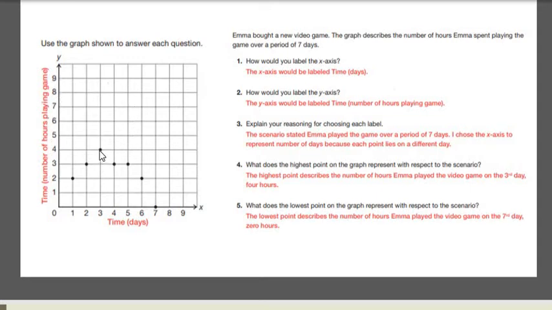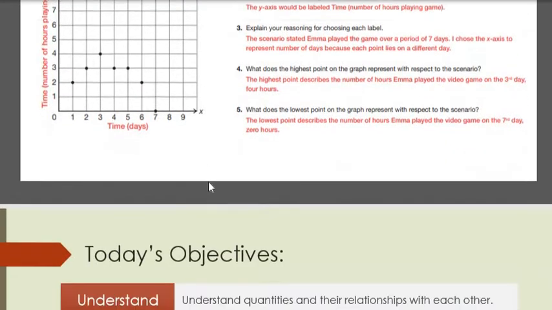Now the highest point on this graph right here is at 3, 4. So when I come down here, I see that Emma in 3 days has spent 4 hours playing the video game. Now to find the lowest point, you see on the first day that Emma only played 2 hours of video games, and on the 6th day she played 2 hours of video games.